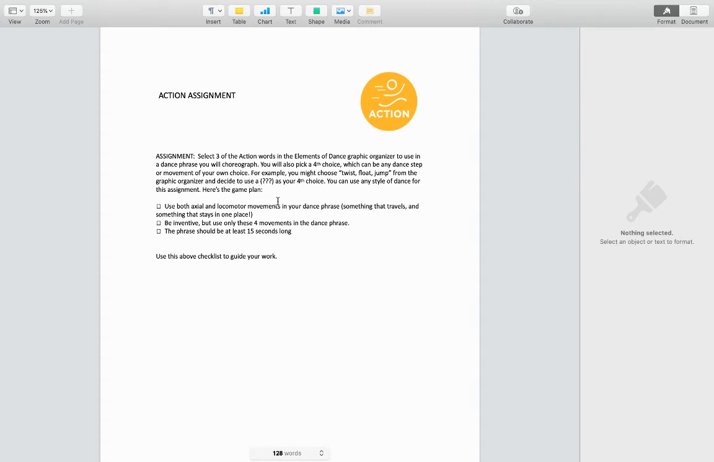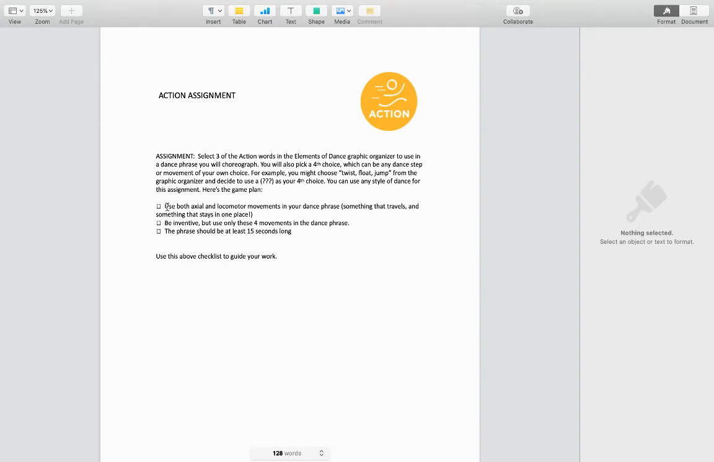It's an action of your own choosing. Maybe something I didn't say today, or maybe something I did say today, or maybe something that occurs to you. It's really up to you. So 3 movements from the graphic organizer, which I'll put back up, and then a 4th movement that is yours.